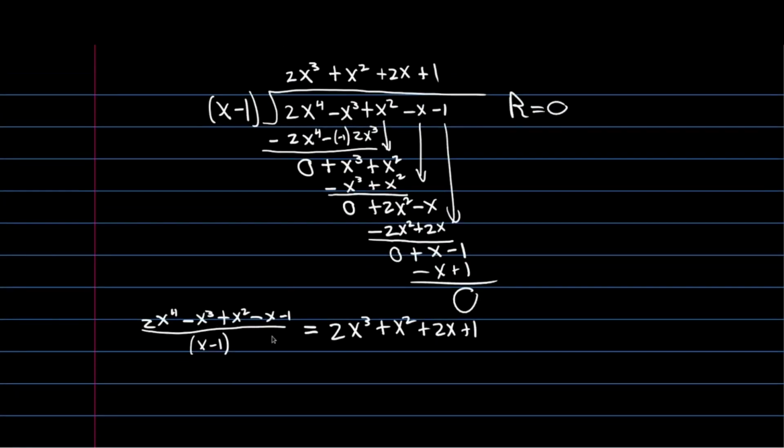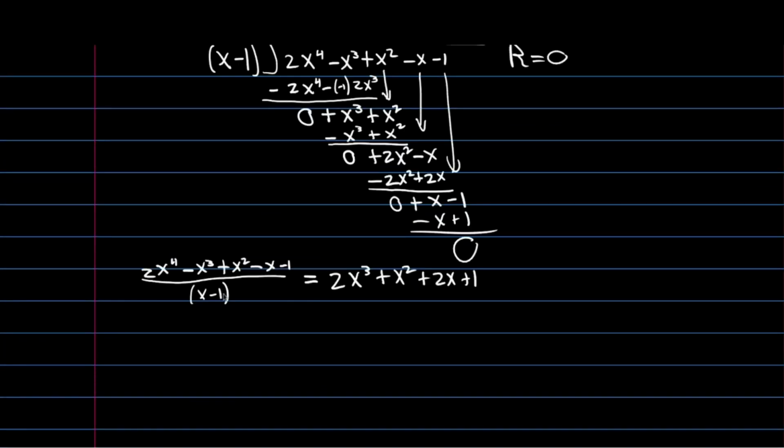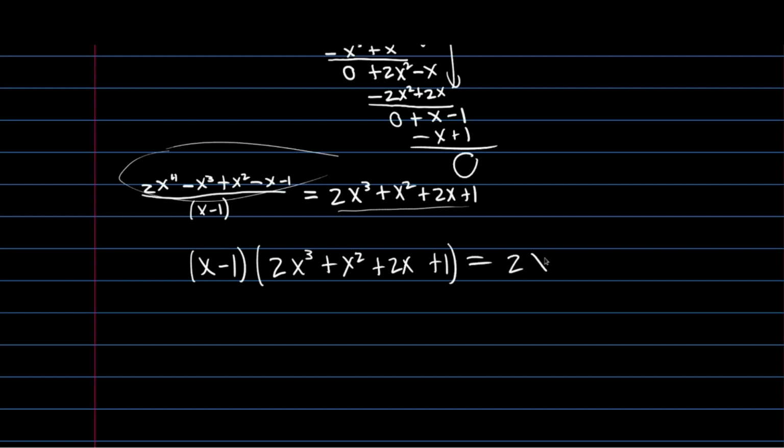So what does this tell us? This tells us that x minus 1 is a factor of this initial expression, which means if we were able to factor out an x minus 1 and get an exact polynomial expression, then the initial polynomial expression must have had a factor of x minus 1. And indeed, if we multiply x minus 1 times 2x cubed plus x squared plus 2x plus 1, we will get our initial numerator, 2x to the 4 minus x cubed plus x squared minus x minus 1.